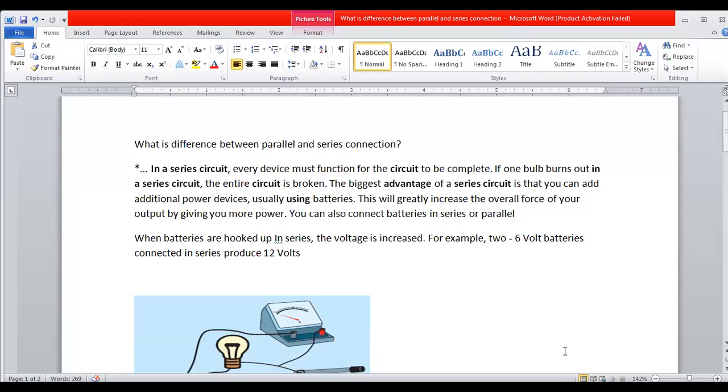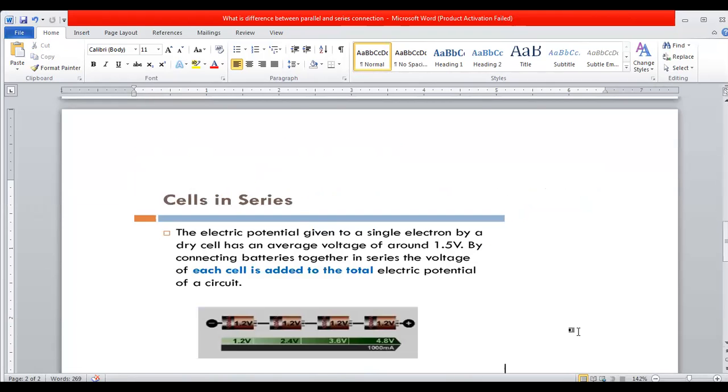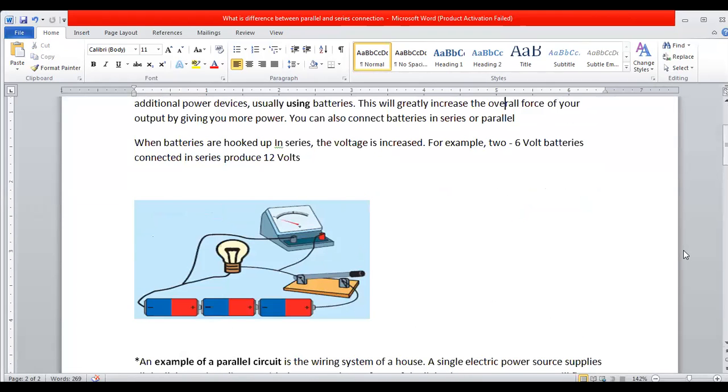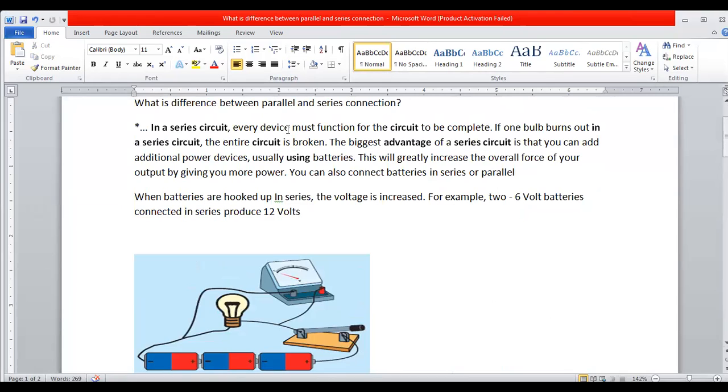In a series connection, every device must function for the circuit to be complete. If one bulb burns out in a series circuit, the entire circuit is broken. In a series circuit, if one bulb goes off, then the whole circuit will be broken.